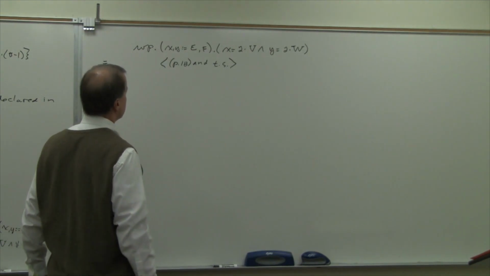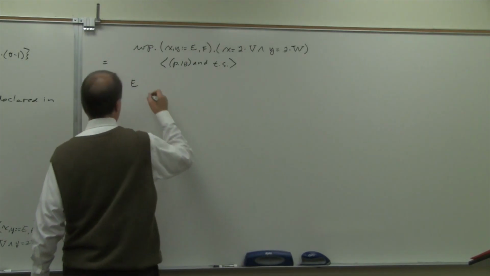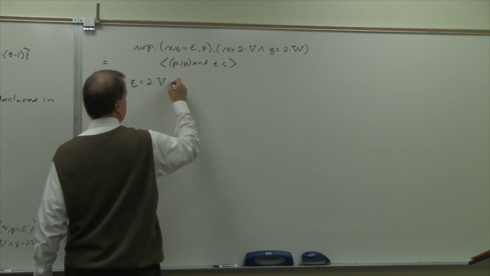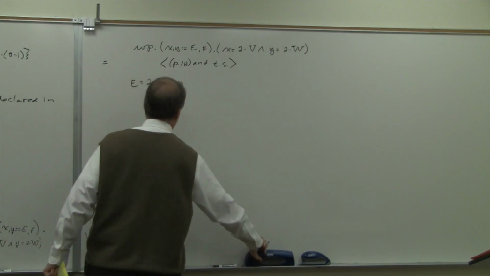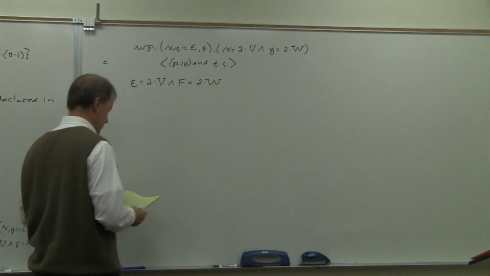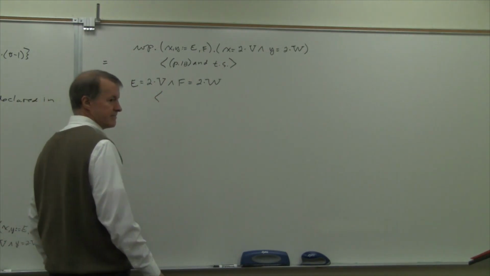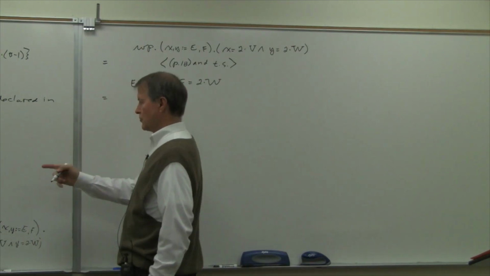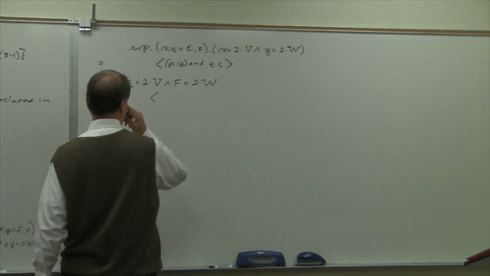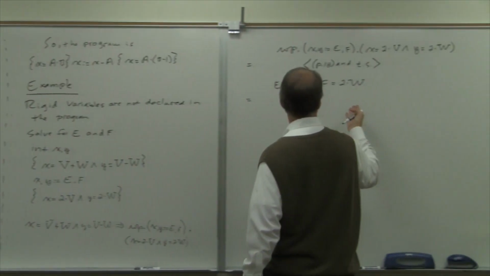So what will that be? E equals 2 times V and F equals 2 times rigid W. Now what? Yeah, so assume what? X equals V plus W? But how do we do this though? Because X is V plus W?